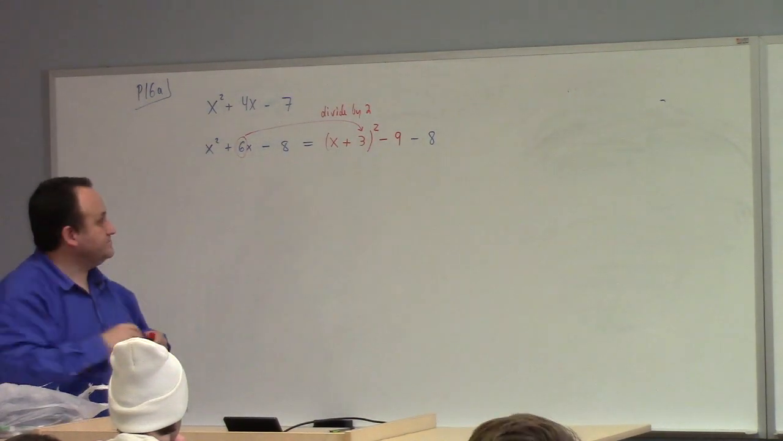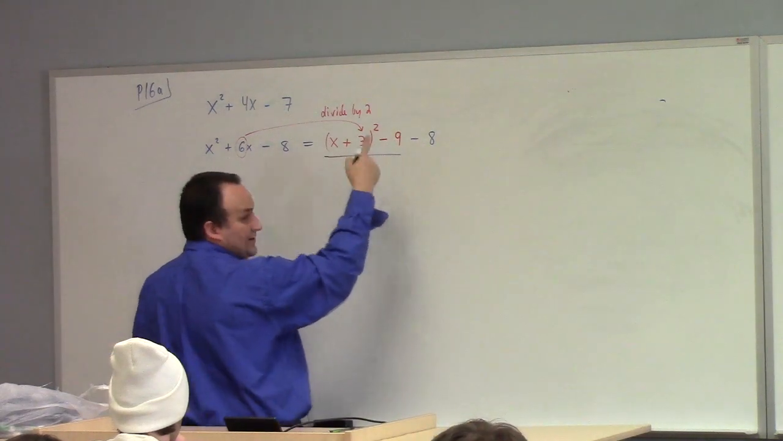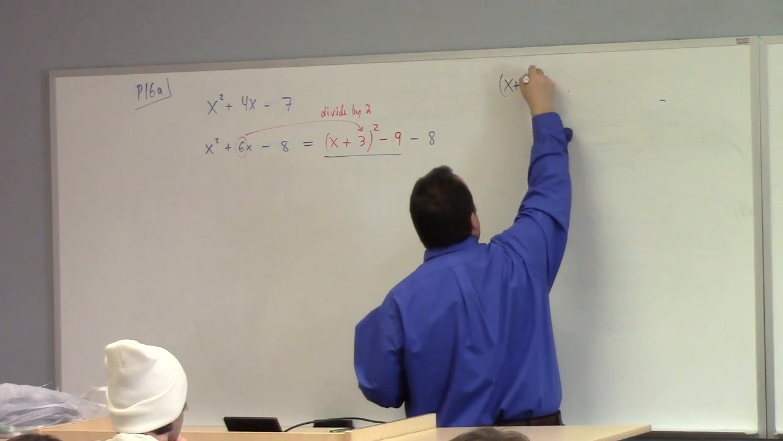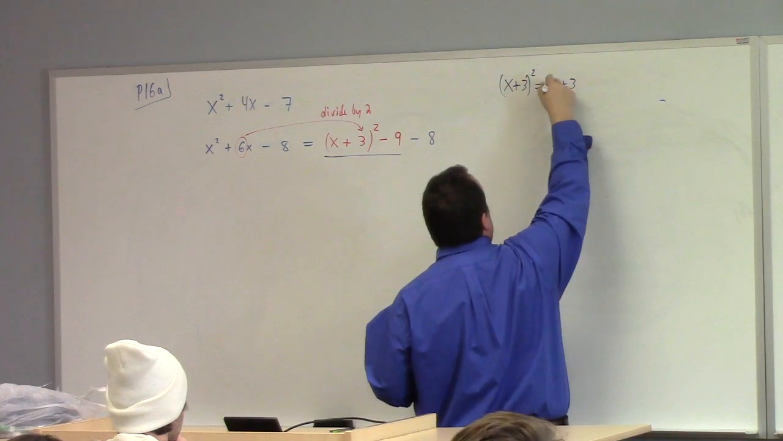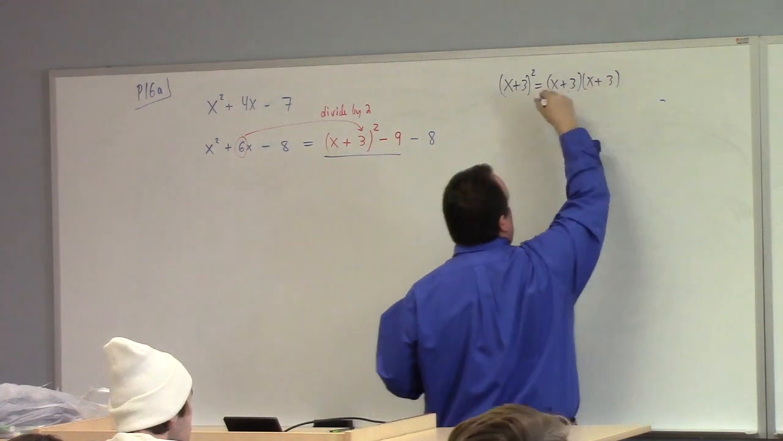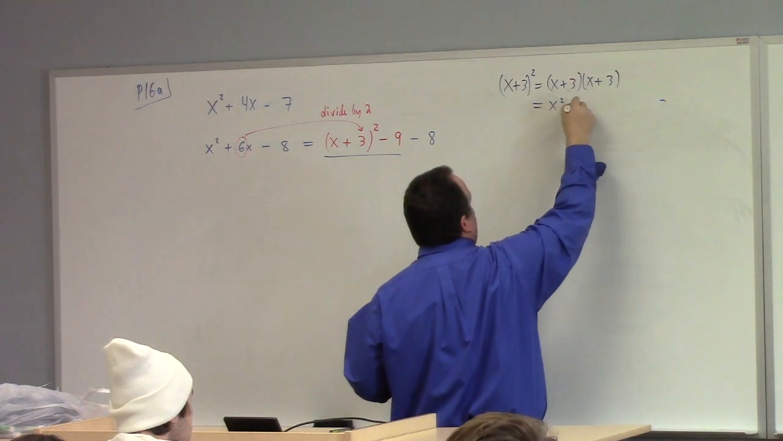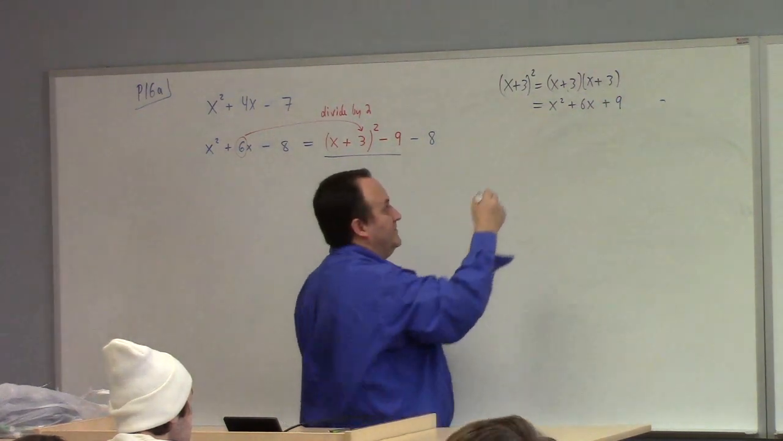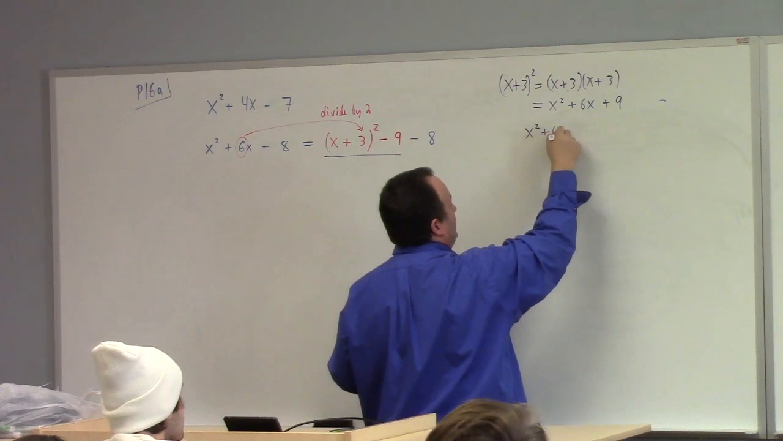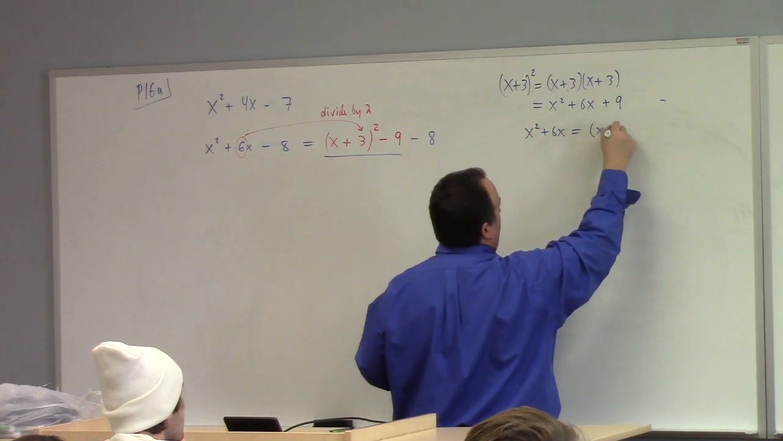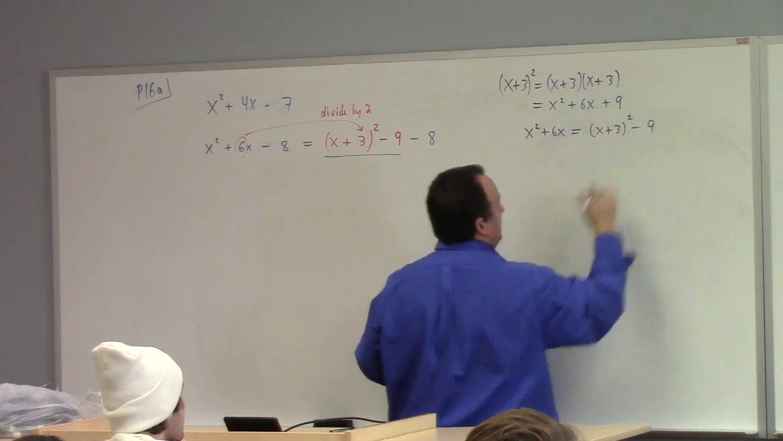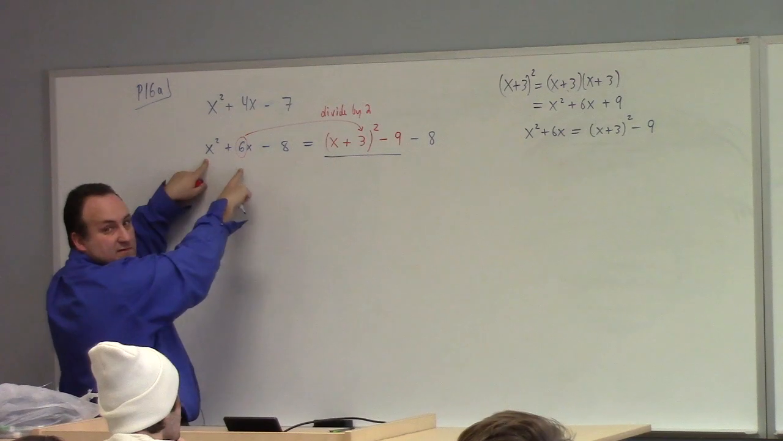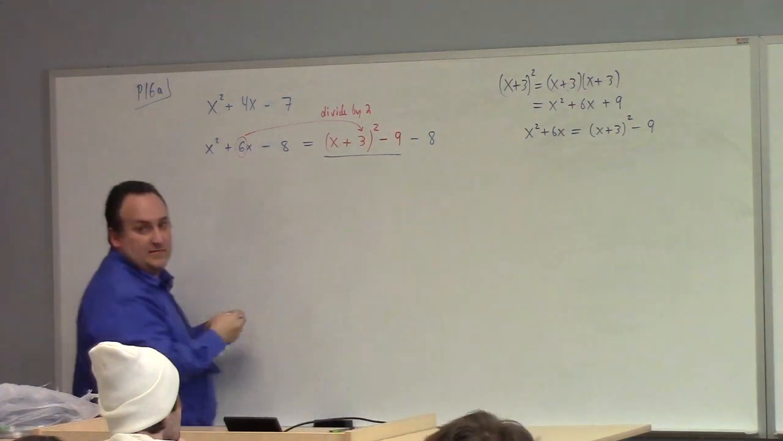So what is x plus 3 squared? It is x plus 3 times x plus 3, right? When we FOIL that out, we get x squared plus 6x plus 9. So if you solve that, you get x squared plus 6x equals x plus 3 squared minus 9. The point is that we can replace these first two terms with that square minus 9. It's an identity.